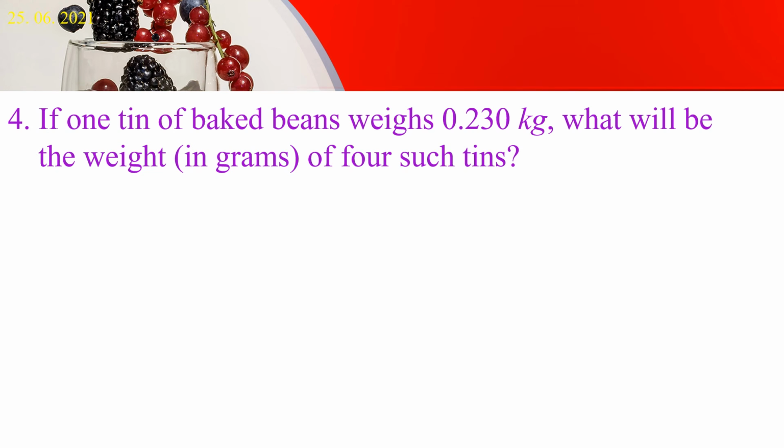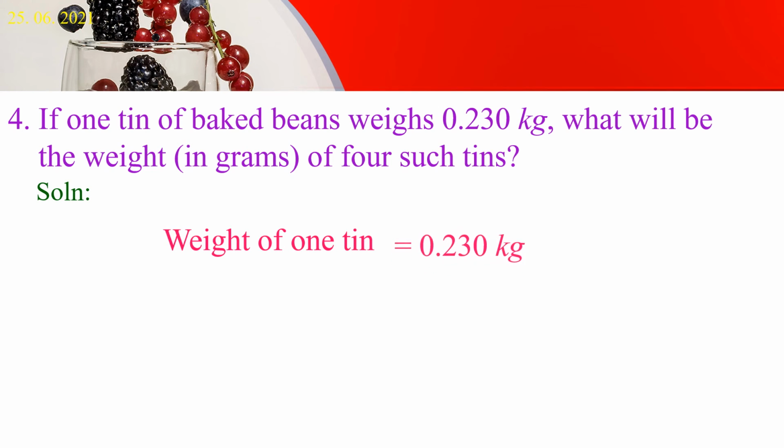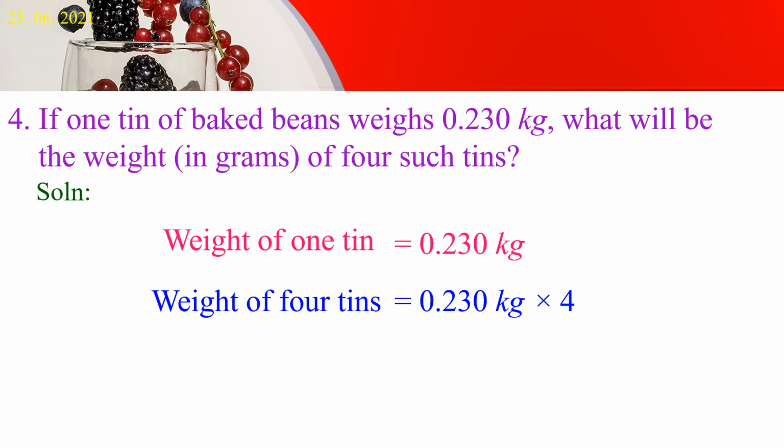Fourth sum. If 1 tin of baked beans weighs 0.230 kg, what will be the weight in grams of 4 such tins? Let us move on to the solution. Here in the question, they have given that weight of 1 tin is equal to 0.230 kg. Weight of 4 tins equal to, we know very well that we have to multiply 0.23 kg with 4. On multiplying, we get 0.92 kg. Weight of 4 tins is equal to 0.92 kg.